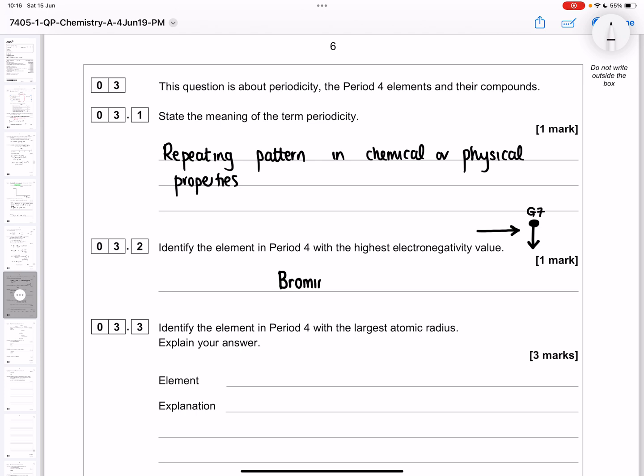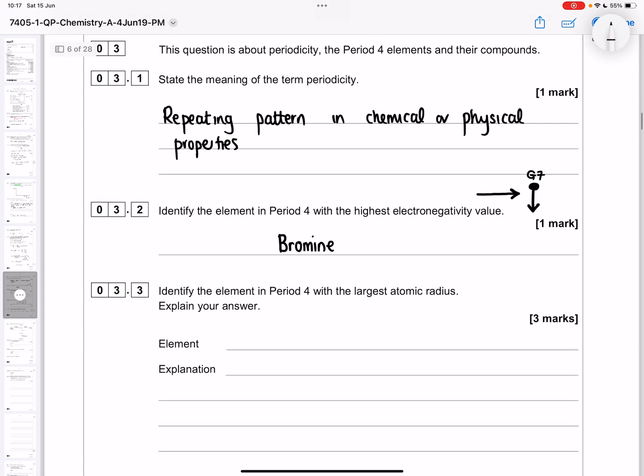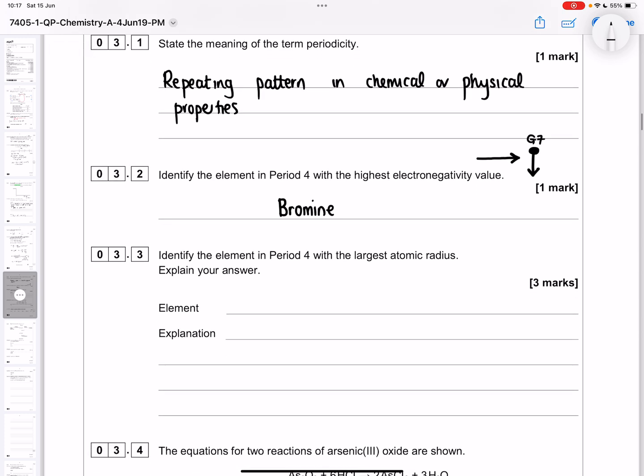Period 4 is the row that starts with potassium. If you get caught out, remember that hydrogen and helium are period 1. So period 4 is the row that starts with potassium. So we're going along to the end of that row. We're finding the group 7 element. It's bromine. Then it wants us to identify the element in period 4 with the largest atomic radius.